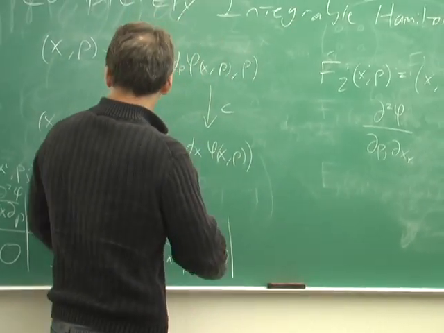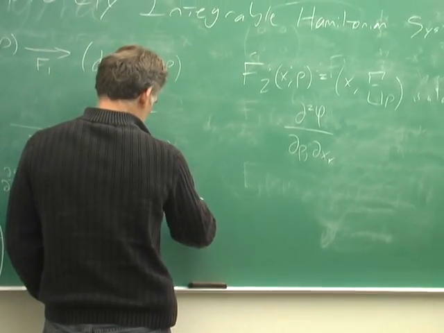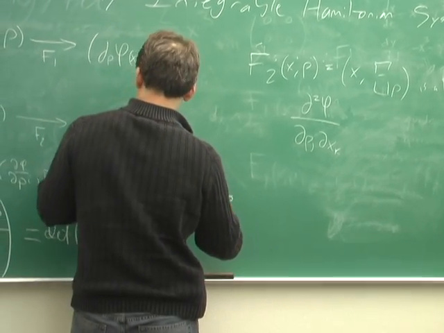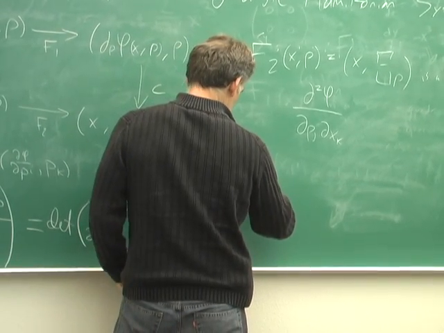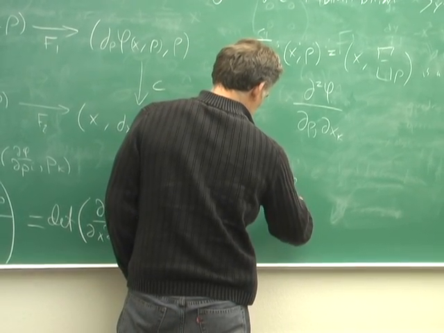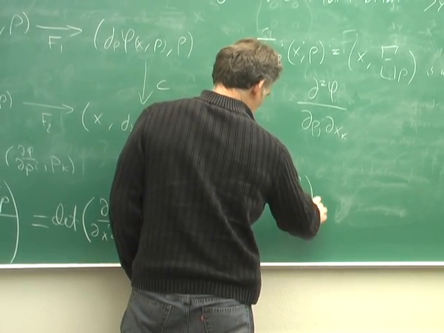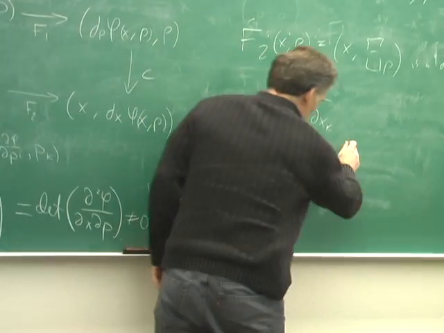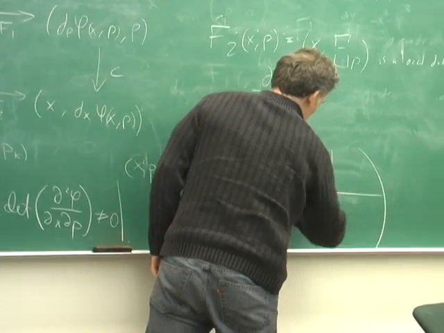So here you have x_i, p_j, and then you have x_k, and then dφ by dx, let's say n. Well, n is L. Okay, and so then the Jacobian will look like this.